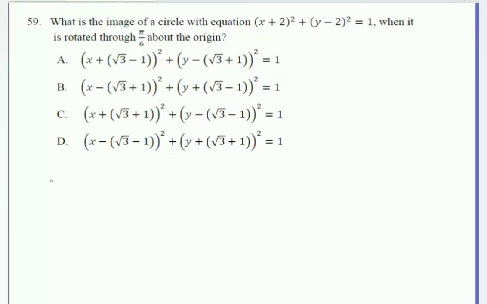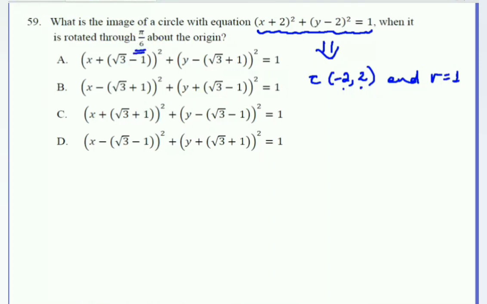Question number 59. What is the image of a circle with equation (x plus 2) the whole square plus (y minus 2) the whole square equals 1? This is the equation of a circle with center at minus 2, 2, and the radius of this circle is 1. So you can consider this as h and this as k. For this circle, we are asked the image of this circle after it has been rotated through 30 degrees about the origin.